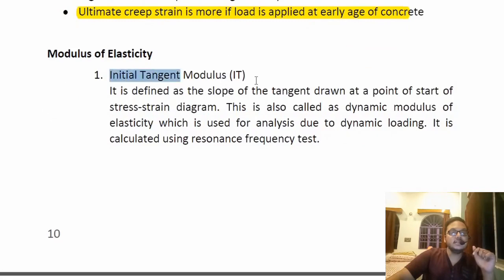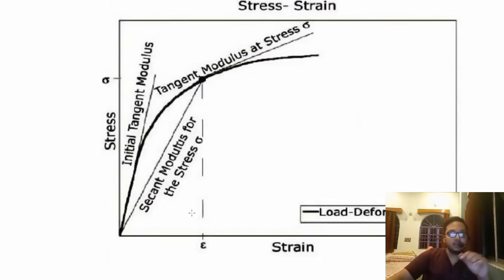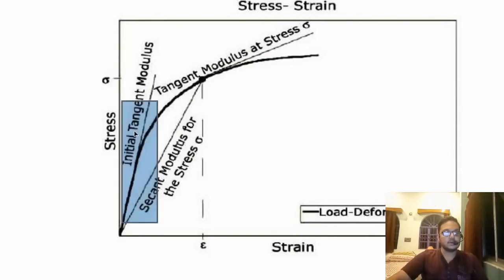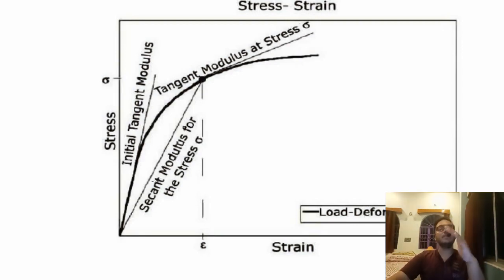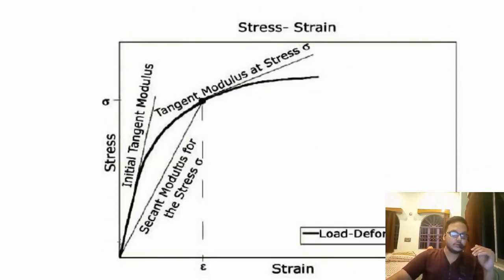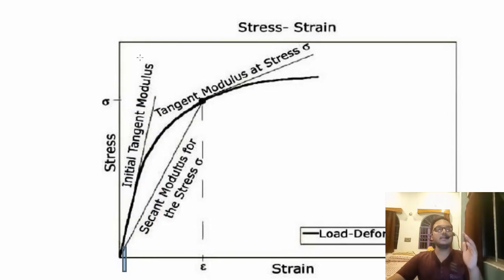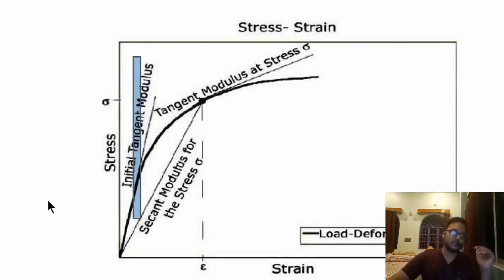So what is the initial tangent modulus? Here it is represented in the diagram. If this is the stress strain diagram, the slope in the stress strain diagram will give us the modulus of elasticity at that particular point. So initially, if we get the slope in the linear part, we will get the initial tangent modulus.